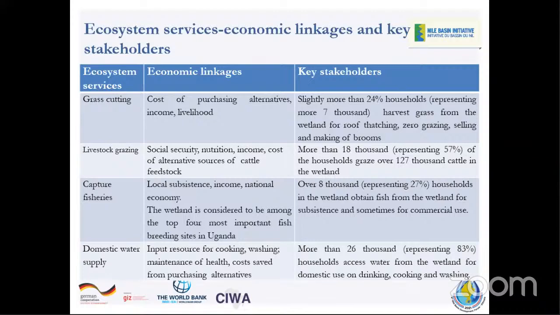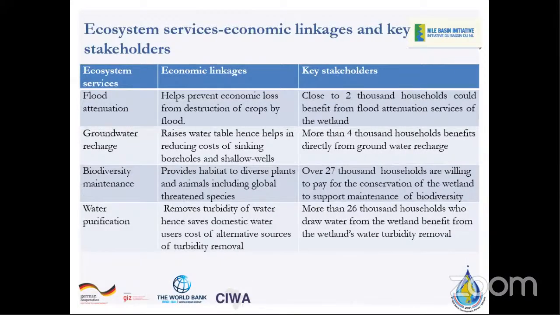Domestic water supply, and more than 26,000 households out of 31,000 that were considered to have direct influence of the area reported to draw water directly from the wetland for either cooking or washing. Other benefits or ecosystem services included flood attenuation, and 2,000 households stand to benefit from flood control from the wetland. Groundwater recharge, 4,000 households directly benefit from obtaining water from groundwater sources.